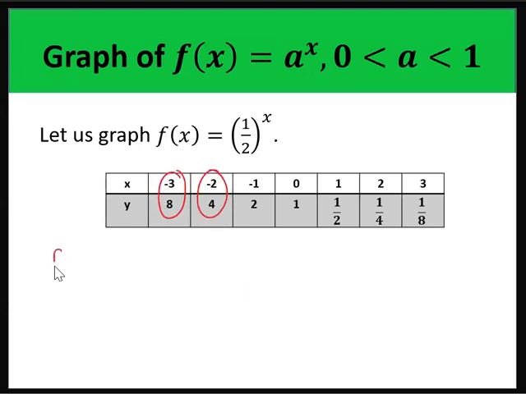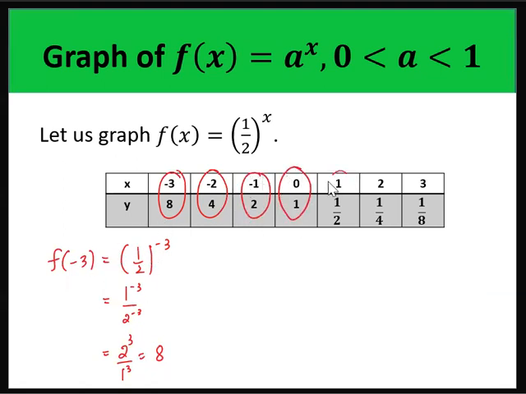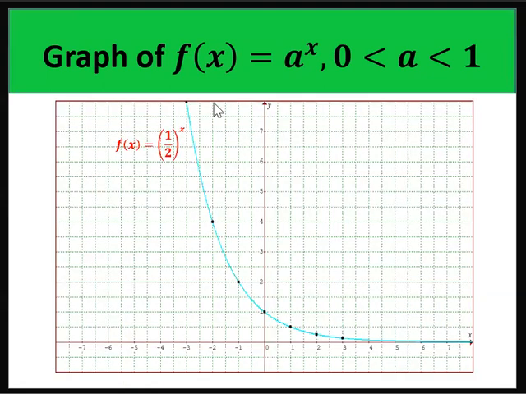So if we're using f of -3, this is evaluated as 1/2 raised to -3. And this can be written as 1 raised to -3 over 2 raised to -3. Now from algebra, we can write this as 2 raised to +3 over 1 raised to +3, which just gives us the value of 8. So using these evaluations of functions, we get the following points. And then plotting all these points on the two-dimensional coordinate system, we get the following.